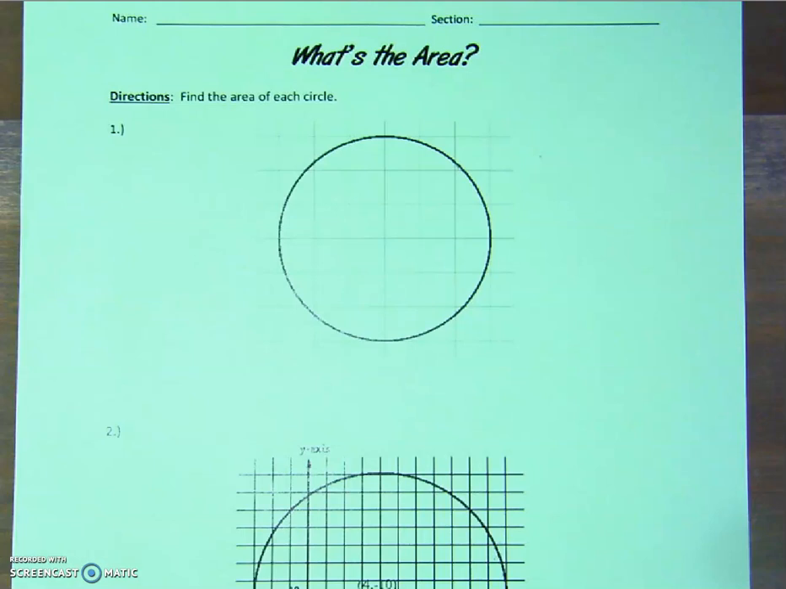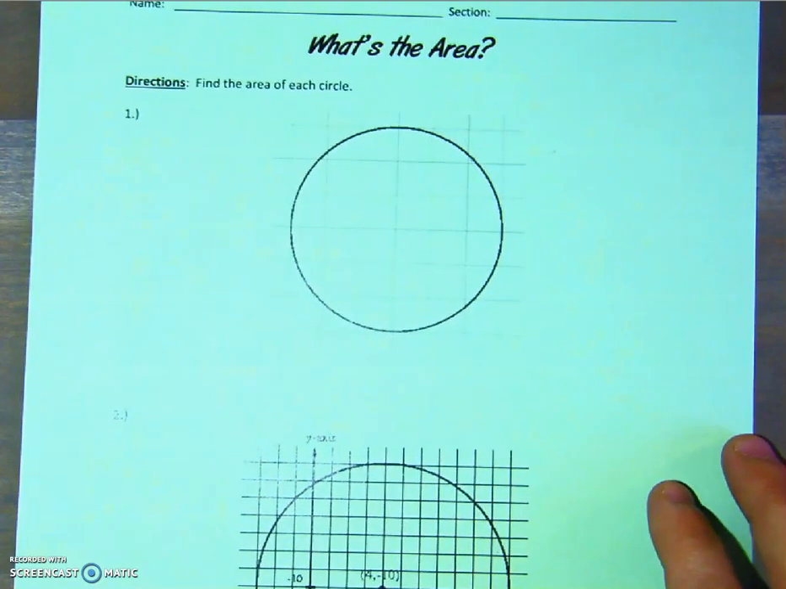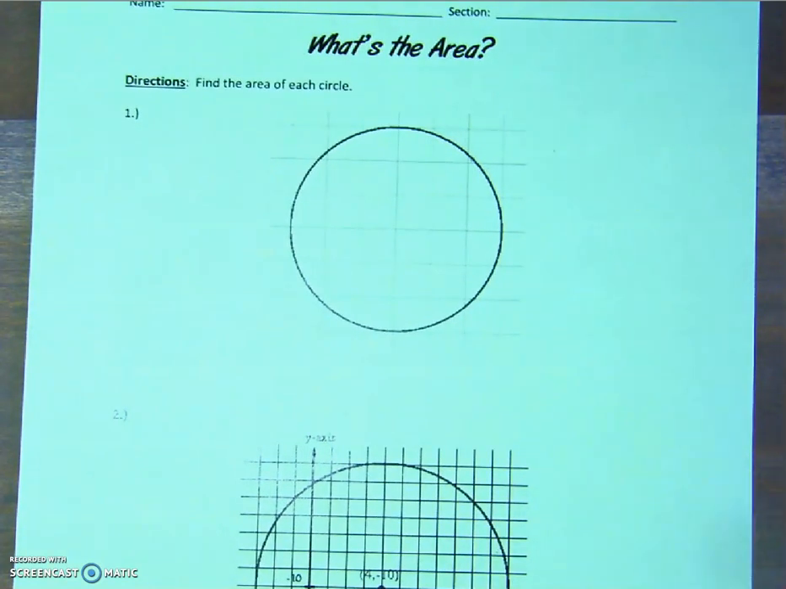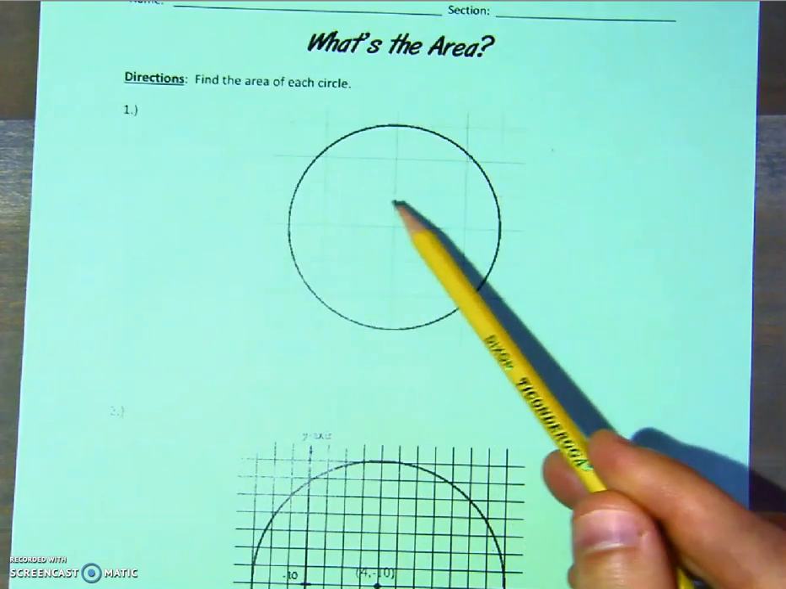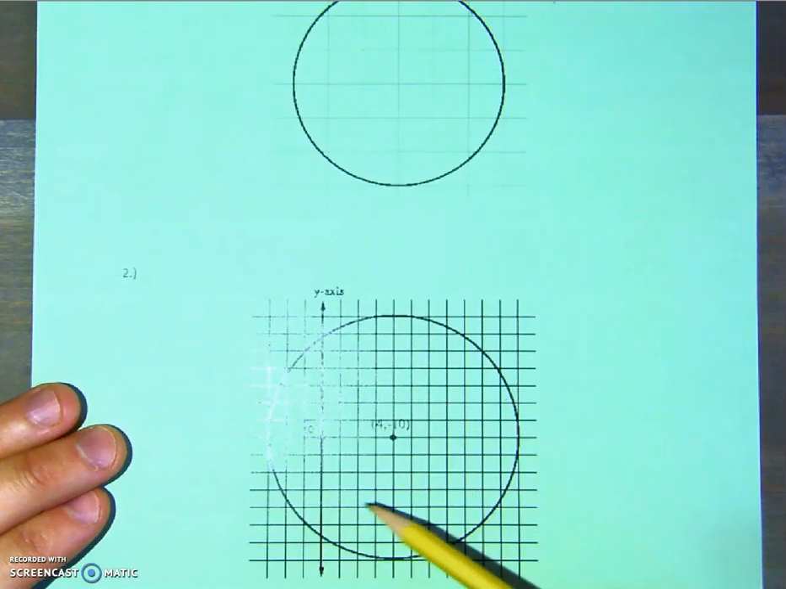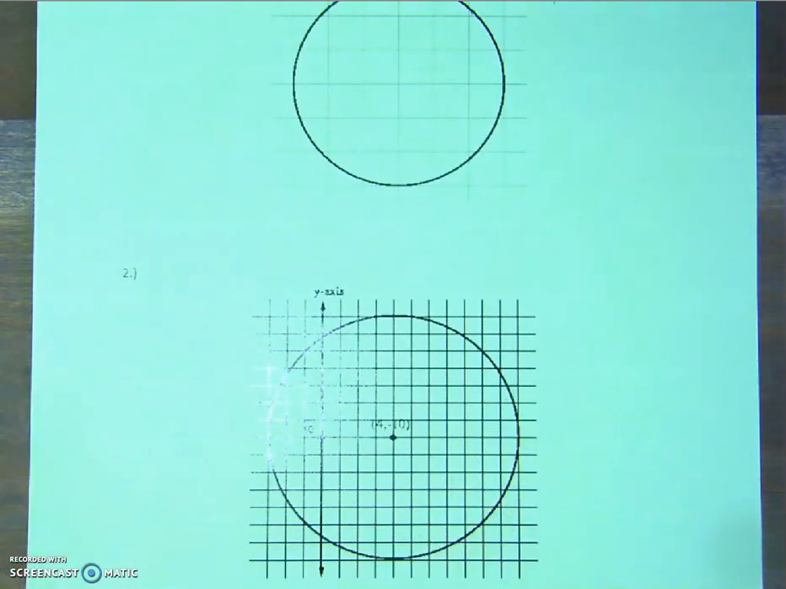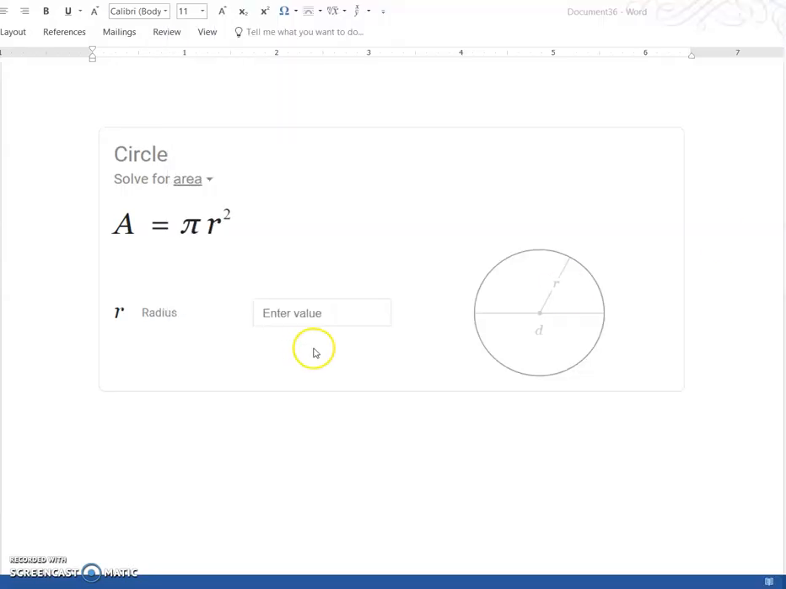Hey, welcome back, guys. So this is where we left off, and this was one of those really frustrating assignments because adding up all these little square units on the inside of both of these circles was pretty tedious. Took a long time, and I admit it would have been a lot easier to do this if I had just given you this formula right here. A equals pi r squared.